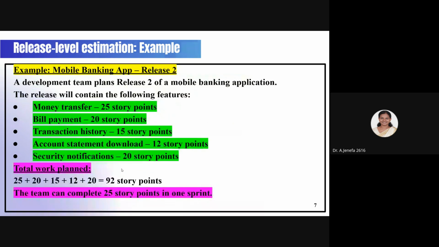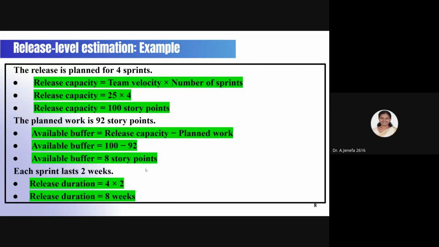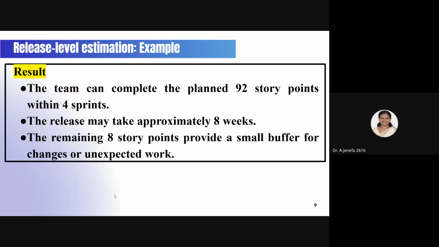Unplanned work means we have already planned work for each user story, but while doing the project, some other unplanned work may come. That can be done with these 8 story points. And each sprint will take 2 weeks, so 4 into 2 is 8 weeks, where 4 is the total number of sprints. So this team can complete the planned 92 story points in 4 sprints. The release may take approximately 8 weeks.